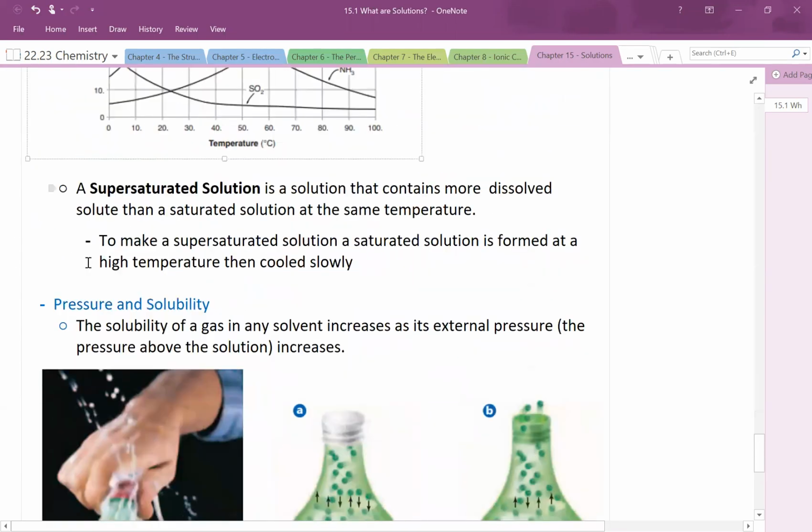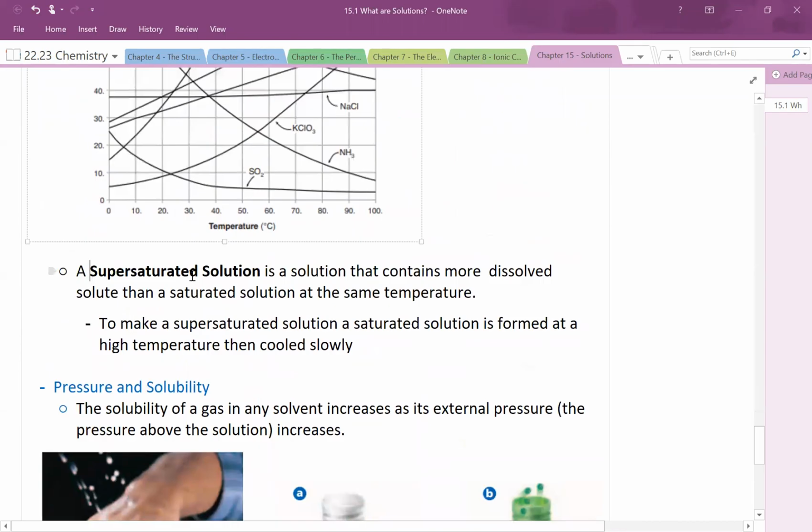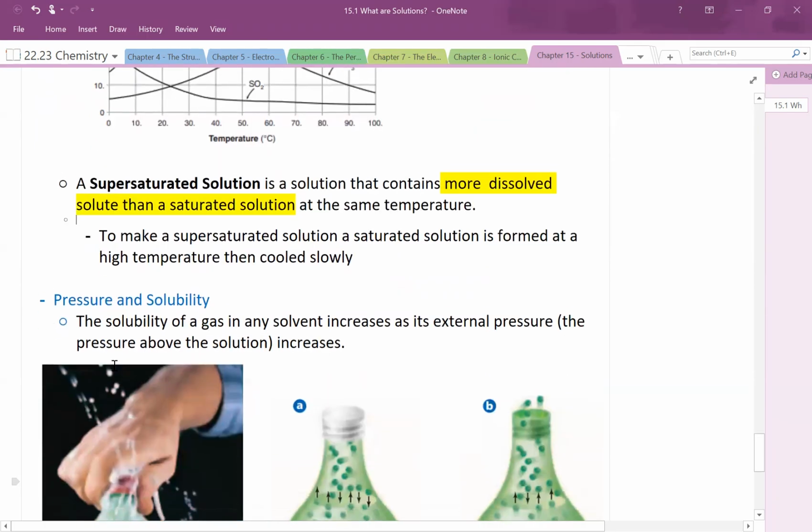We can use temperature to create what's called a supersaturated solution. So a supersaturated solution is a solution that contains more dissolved solute than a saturated solution at a given temperature. And that's kind of weird because I said a saturated solution was where you couldn't fit any more solute in your solution. Well, in order to make a supersaturated solution, you do have to heat up the solution and then cool it down slowly and carefully. I'll show you guys an example of this in class. It's kind of cool, what a supersaturated solution looks like and what it can do.